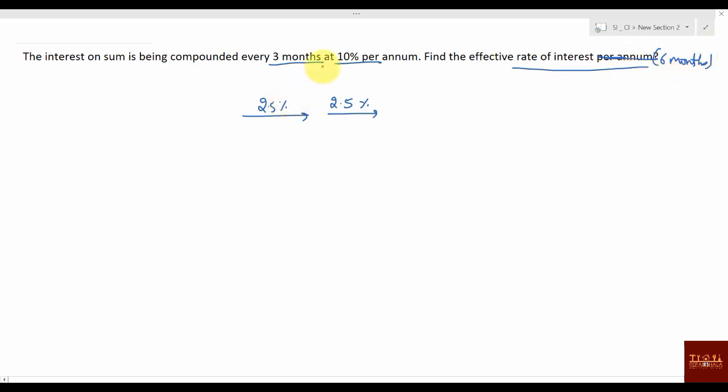So what can you say? 6 months means 3 months quarter is there, 10%, so divided by 4, you will be getting 2.5% per 3 months. For 6 months, 2.5 and 2.5. So what you will be getting is 5 and 0.625, which means the answer is 5.625% as the effective rate of interest. How did I do it? Successive increments A and B. So what was it? A plus B plus AB by 100. You remember or not? By that we can find the effective rate of interest.